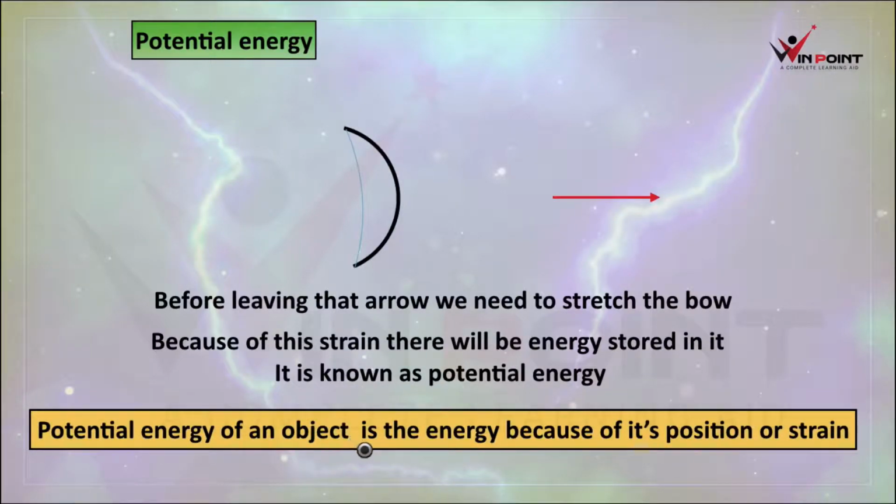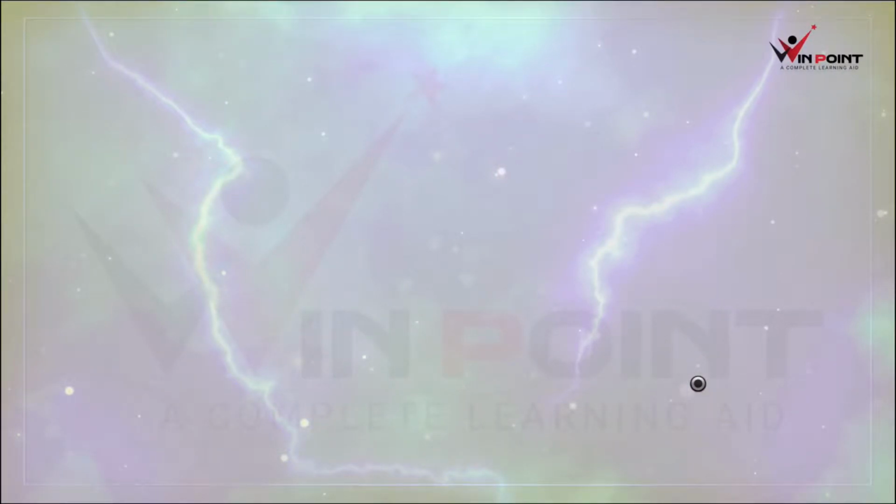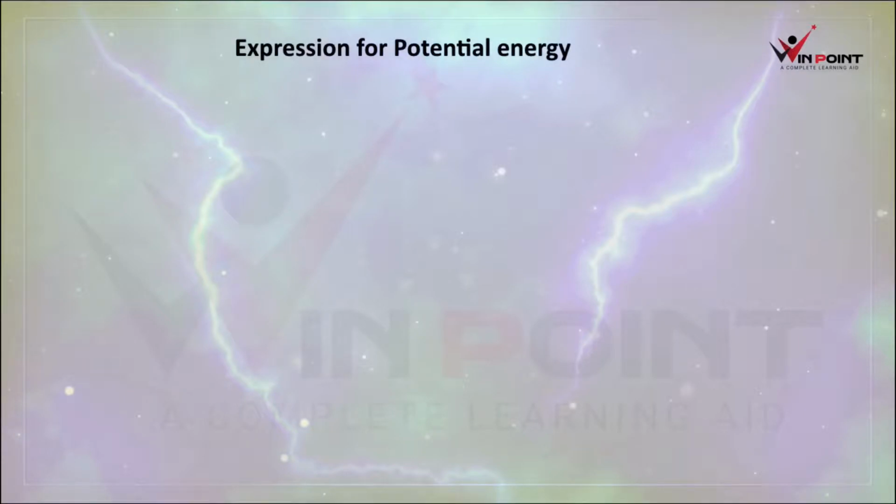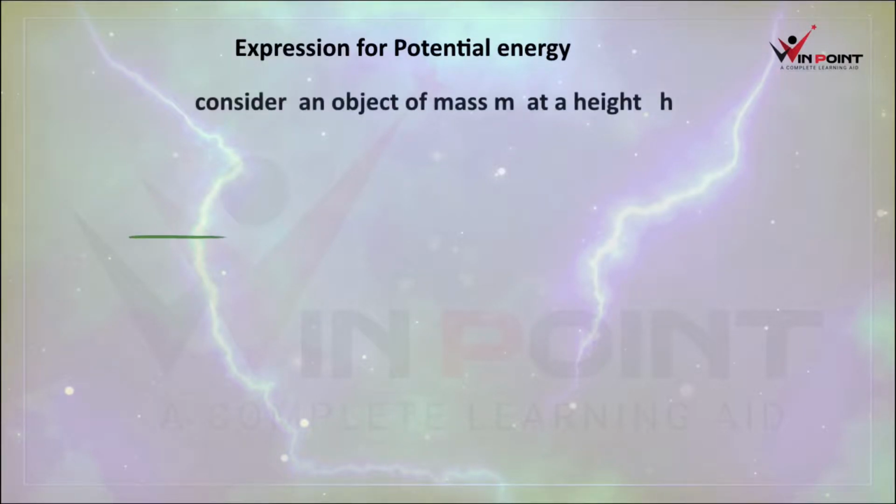Potential energy of an object is the energy because of its position or strain. In the previous case, in the water tank, it was because of position. Here it is because of strain. Now we can discuss the expression for potential energy. We are considering an object of mass m at a height h. Here there is an object, it is a ball. It is placed at a height h.